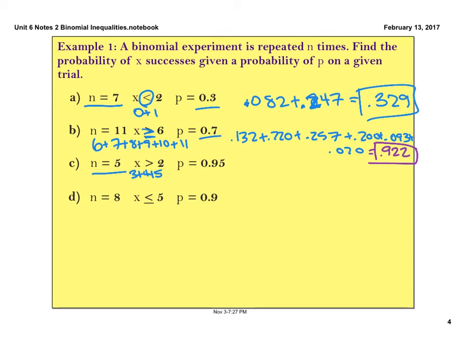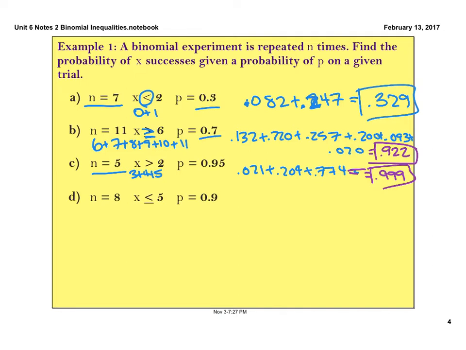So I've got 0.021 plus 0.204 plus 0.774. Adding all those up, I get a total probability of 0.999 there. You could also look at that column, and the only probability that you're not including, the first two, are both zeros.